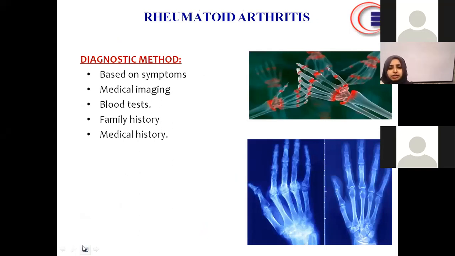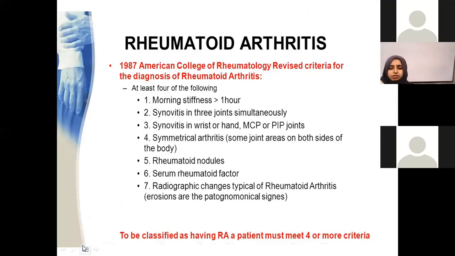Okay. How do we diagnose? Basically, on the basis of symptoms. We can go for imaging, blood tests, family history. So this is the criteria for diagnosis of RA. The morning stiffness should be more than 1 hour. Synovitis in 3 joints simultaneously. Synovitis in wrist or hand, MCP or PIP joints. And the pattern is usually symmetrical. Symmetrical arthritis: the same joint areas on both sides of the body. Rheumatoid nodules are usually not found in early cases. Serum rheumatoid factor is there.